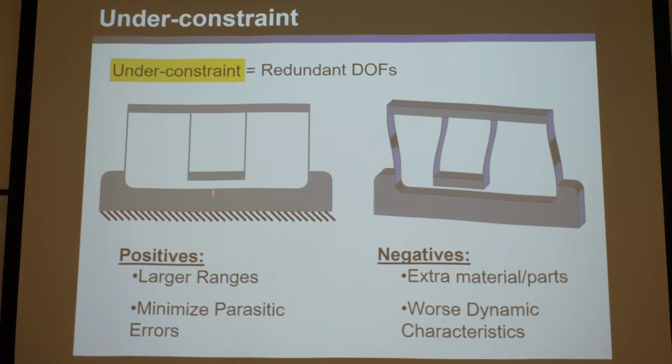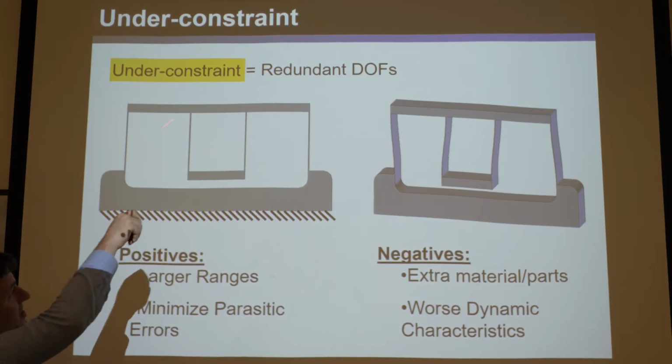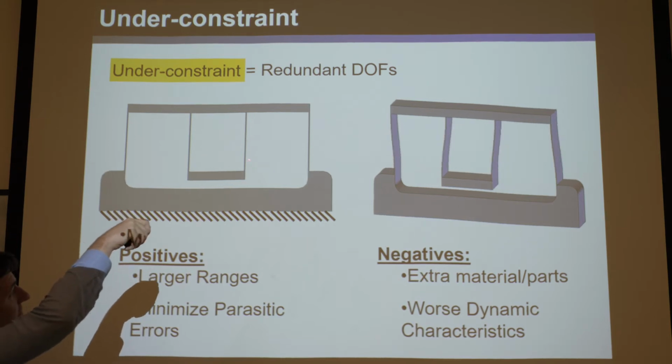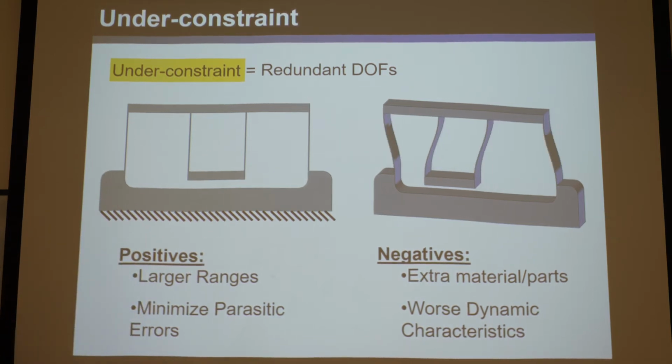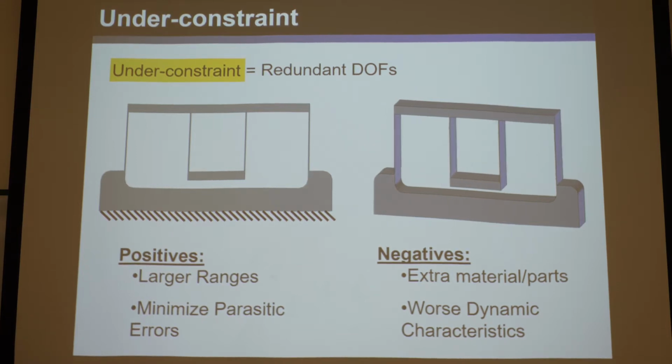And if you nest it cleverly like this, you can get twice the range in the same footprint as if you didn't have this. This isn't taking up any extra space, right? And so sometimes under-constraint is great to get much larger range. I mean, it always gets much larger range. Okay. And you can also cleverly stack these so they get rid of parasitic error.